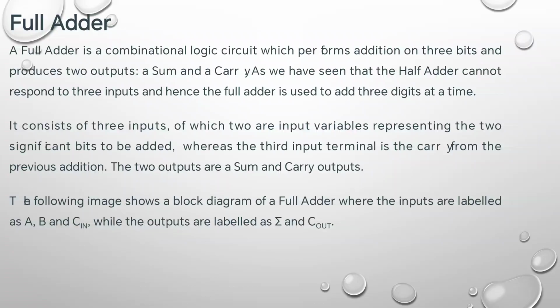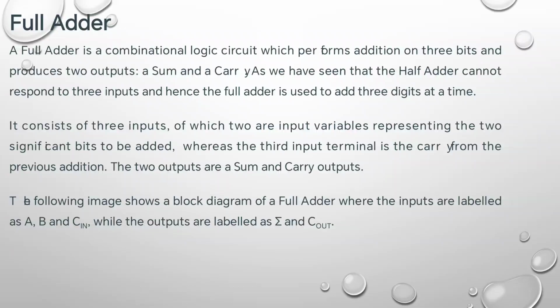Full adder. A full adder is a combinational logic circuit which performs addition on 3 bits and produces two outputs, a sum and a carry. As we have seen, the half adder cannot respond to 3 inputs, and hence the full adder is used to add 3 digits at a time. It consists of 3 inputs, of which 2 are input variables representing the 2 significant bits to be added, whereas the third input terminal is the carry from the previous addition. The two outputs are the sum and carry outputs.